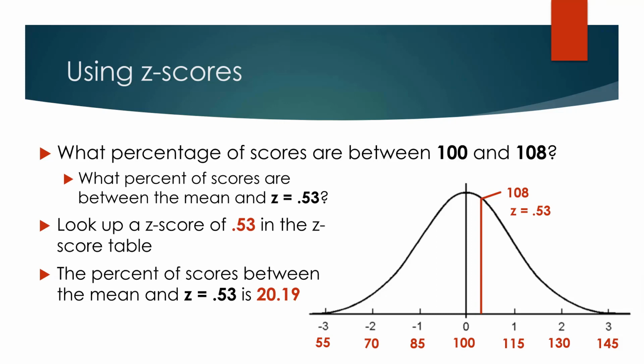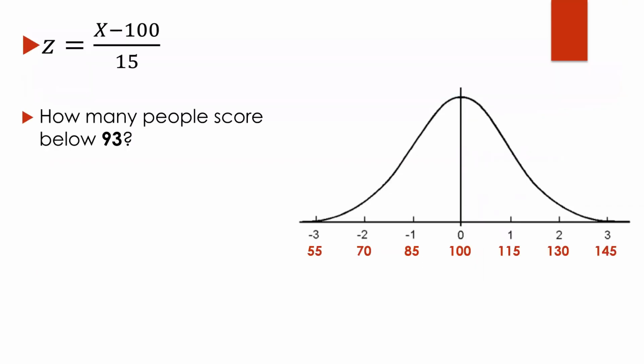There you go. So that's how we're able to find the percentages for specific scores that don't land exactly on one of the standard deviation markers. Now, that's if we get a question that asks us just for the percentage of data between the mean and the z-score. What if we get a question like the one that I gave earlier? So let me put those back up here. For example, how many people score below a 93? How many people have an IQ below 93?